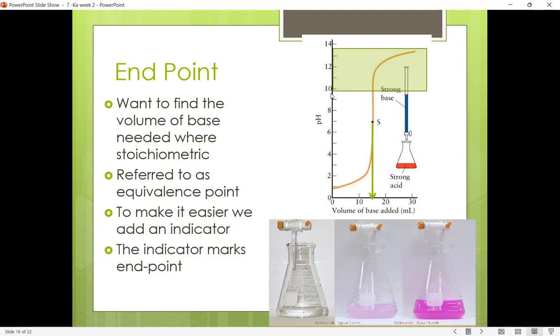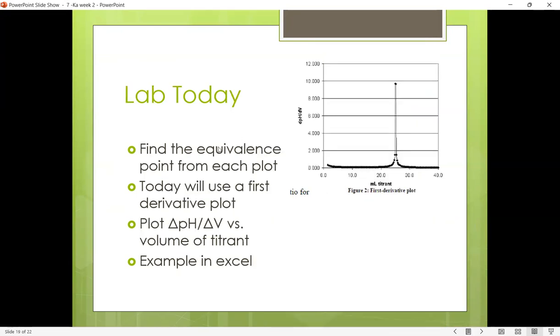And the first step is to then use the first derivative plot to tell us the volume of base that was added. All right. And this number should be very similar to what you got from last semester using the indicator, because they should lie roughly in the same volume. So here it says that you're going to find the equivalence point for each plot. You're going to use what we call the first derivative.